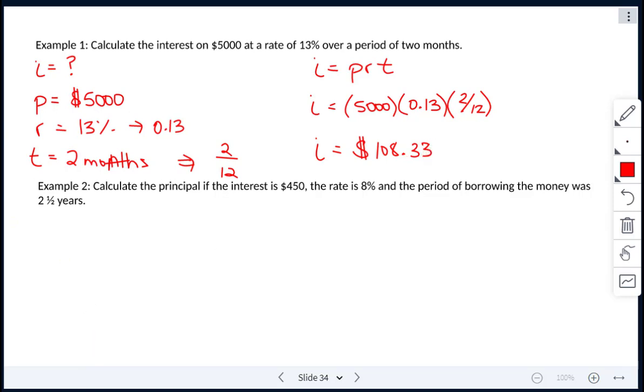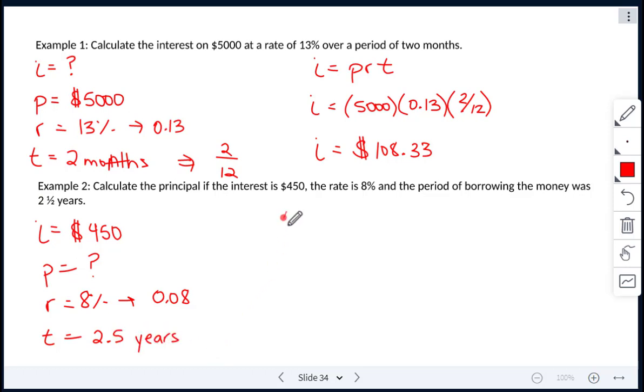Next example, calculate the principal, if the interest is $450, the rate is 8%, and the period of borrowing the money is 2.5 years. Let's put down everything we know. Interest is $450. Principal is what we're trying to figure out, so that's what we don't know. The rate of interest is 8%, which we change by moving the decimal 2 places to the left, so it's 0.08. And the time is 2.5 years.